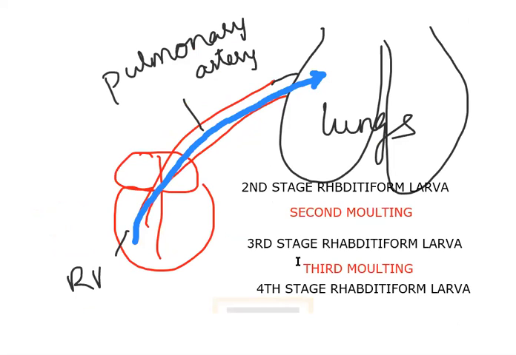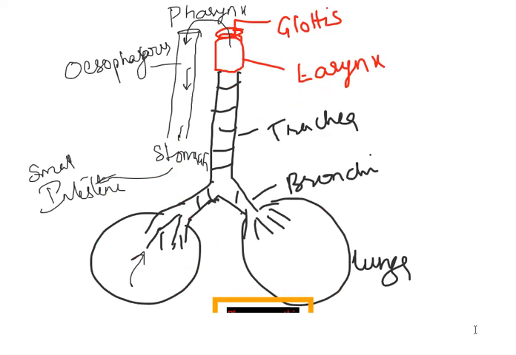And in the lungs itself, the third stage rhabditiform larva will go for the third molting, and that results in the formation of the fourth stage rhabditiform larva. This fourth stage rhabditiform larva, where is it now? In the alveoli of the lungs. So this fourth stage rhabditiform larva, which is produced in the alveoli, leaves the alveoli of the lungs, and all these are the alveoli.